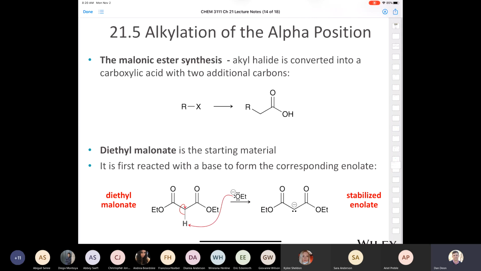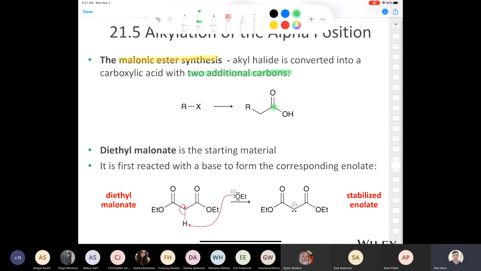But this first one, the malonic ester synthesis, which is a brand new reaction you need to know, is where you take an alkyl halide and you convert it into a carboxylic acid with 2 additional carbons. Now, we need to really look at these carefully. These are the 2 additional carbons, right? Everything else came from the R group. So you have 2 additional new carbons, and then we have a carboxyl.